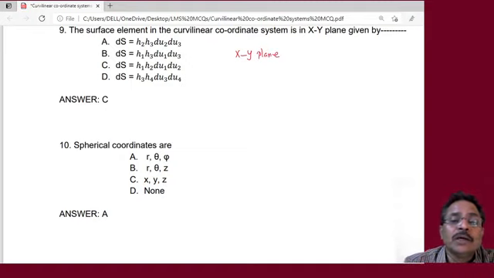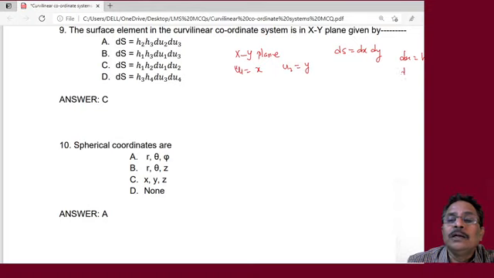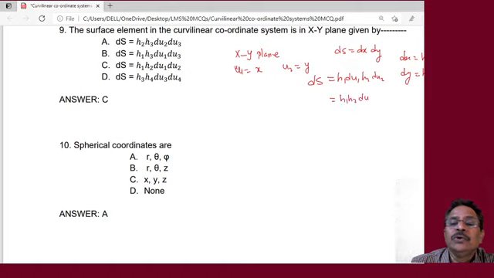I am taking u1 to be x and u2 to be y, and therefore in the Cartesian coordinate system I get ds equal to dx into dy. Here dx is equal to h1 du1 and dy is equal to h2 du2. Taking this product, I get the differential surface element ds equal to h1 du1 into h2 du2, and finally it is h1 h2 du1 du2.